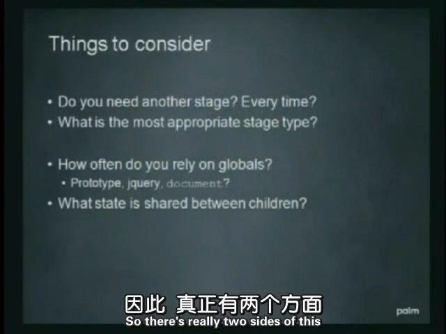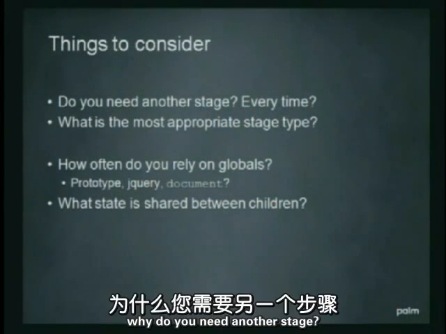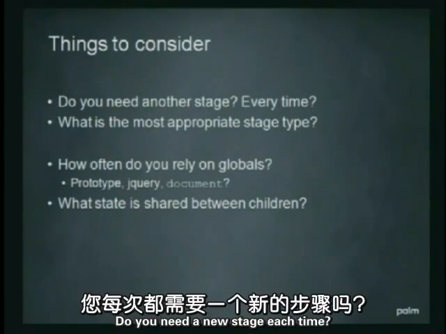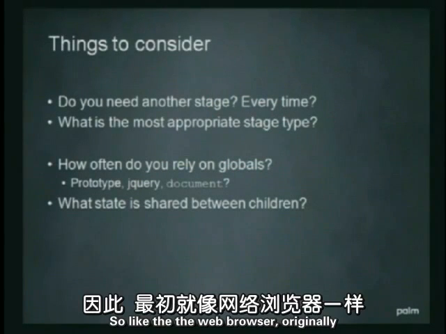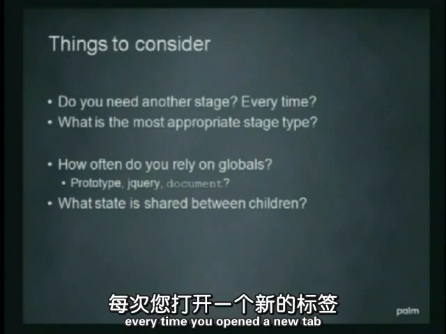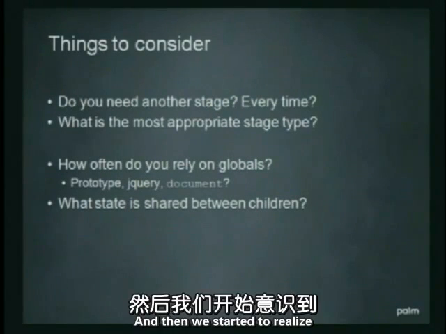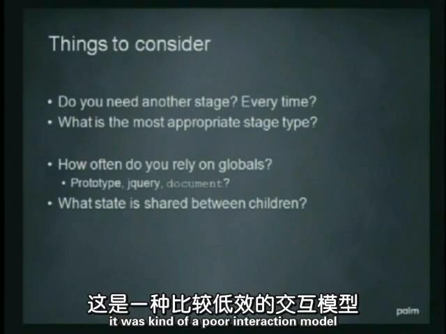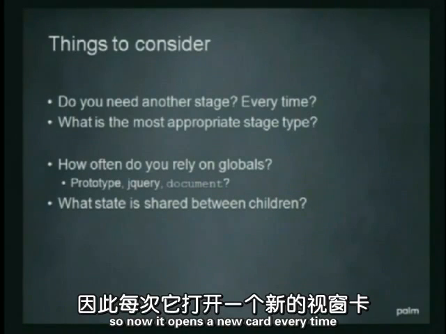So there's really two sides of this. There's the interaction side. Why do you need another stage? Do you need a stage every time? Like the web browser originally, every time you opened a new tab, it actually opened in the same window. Then they started to realize that was kind of a poor interaction model. So now it opens a new card every time.